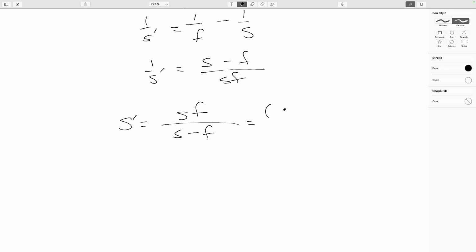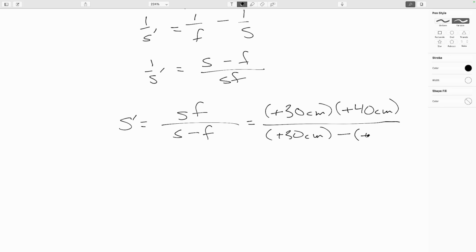Even when it's positive, I like explicitly writing in the plus sign just so I know I didn't drop a sign. So the object distance was plus 30 centimeters. The focal length, because it's a converging lens, was plus 40 centimeters. Then here again, the object distance is plus 30 centimeters. And I will be subtracting a plus 40 centimeters.